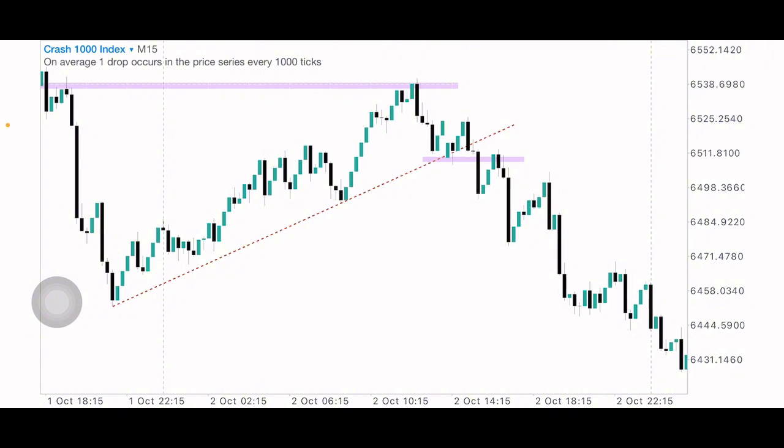Now, the trend line is the only trading tool that has its name according to its function. The name is trend line. It helps you to align with the trend. You see that? It helps you to align with the trend.